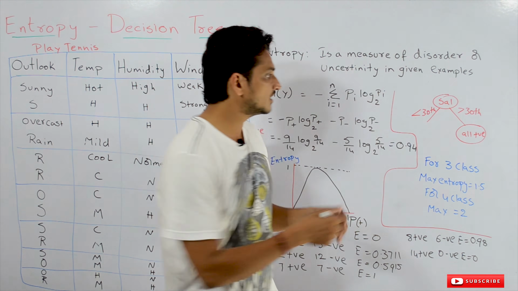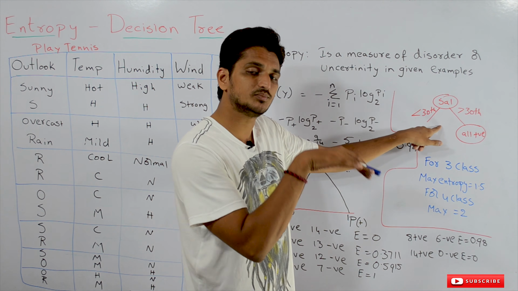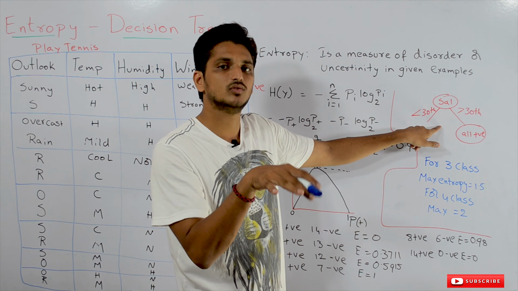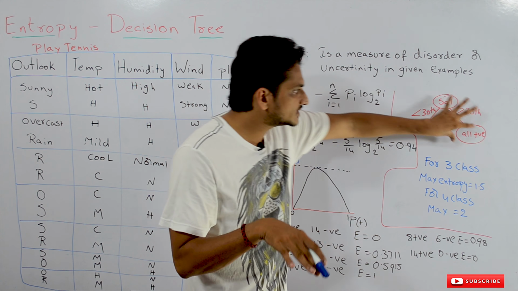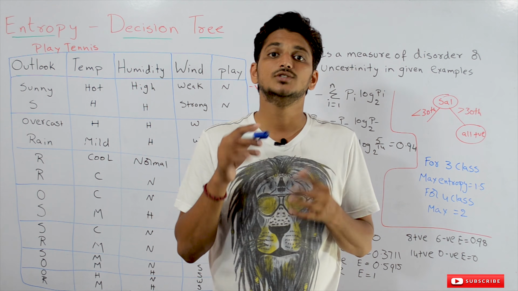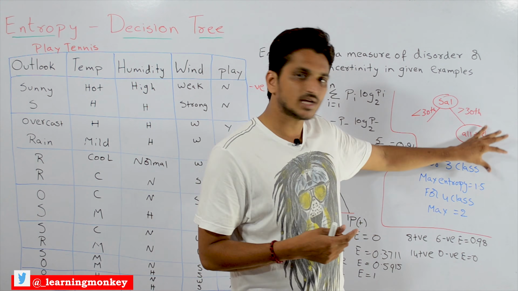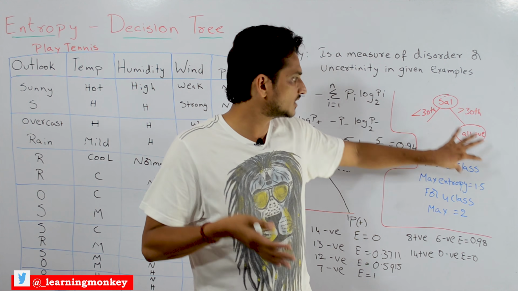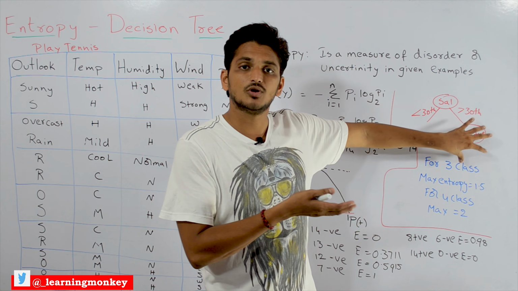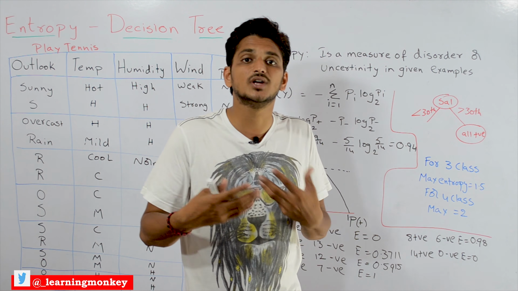If we calculate the entropy value for this subset of data points, the data points having salary greater than 30,000, what entropy value do we get? 0. 0 means we are very certain in doing the prediction. If you come to this side, our prediction will be positive. Entropy value 0 means all positive or all negative, so we are very certain in doing the prediction.